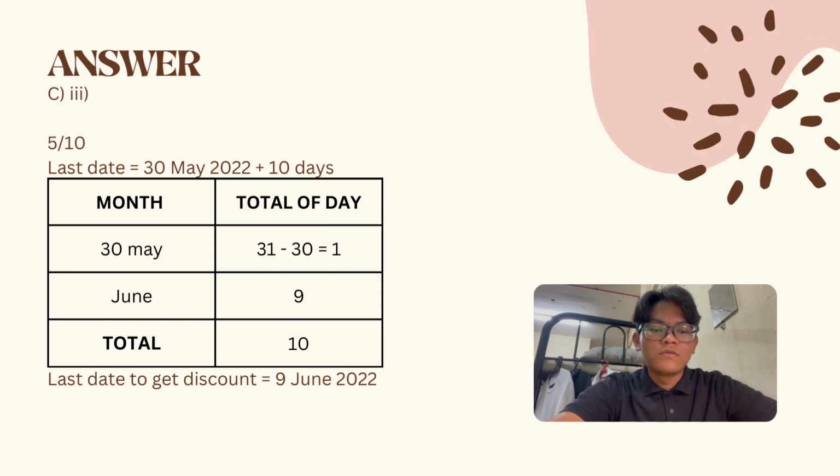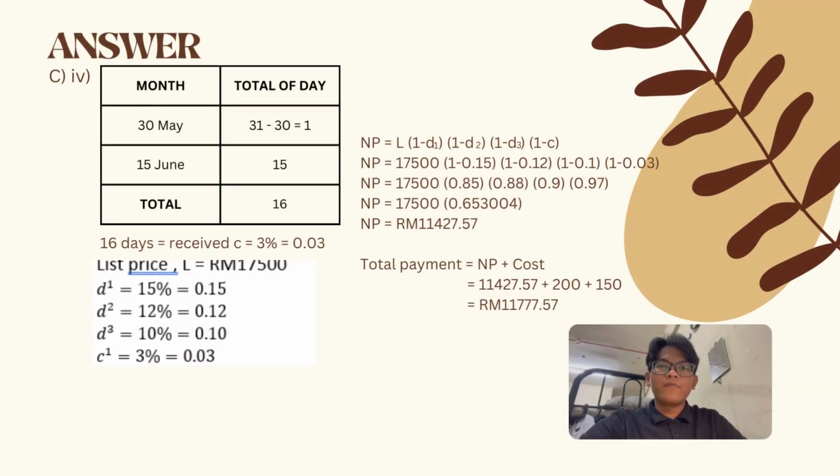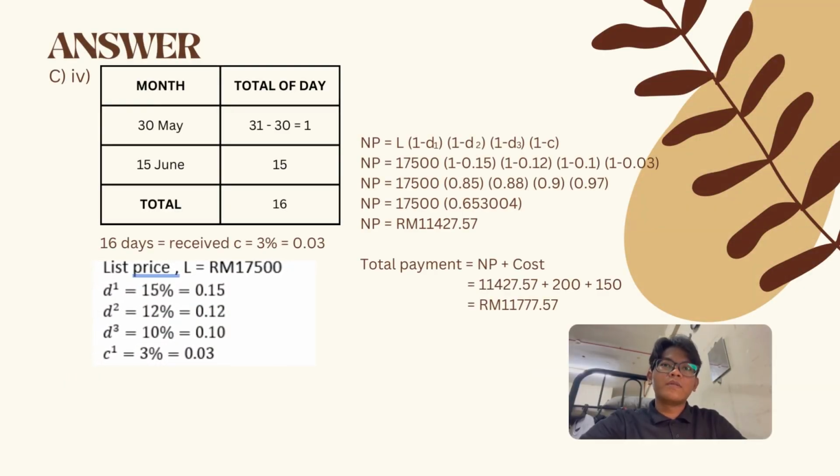C3. To get 5% cash discount, the payment must be made within 10 days. So the last date equals 30 May 2022 plus 10 days. In May we get 1 day and in June we get 9 days. So the total is 10 days. So the last date to get the discount is 9 June 2022.